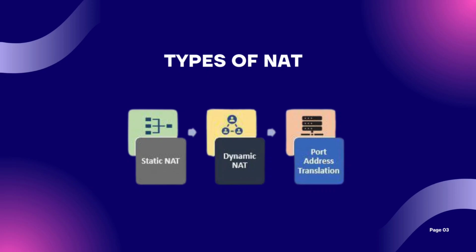Types of NAT. There are three types of NAT. One is static NAT, two is dynamic NAT, and three is port address translation. So let's talk about the types of NAT briefly.